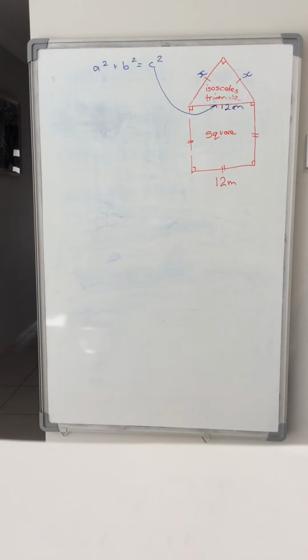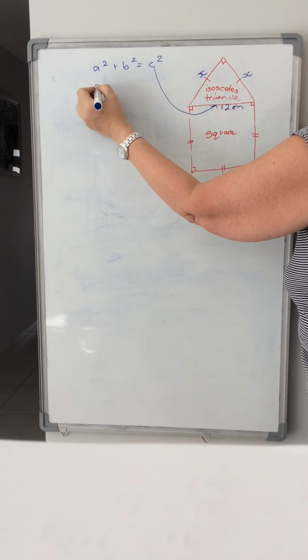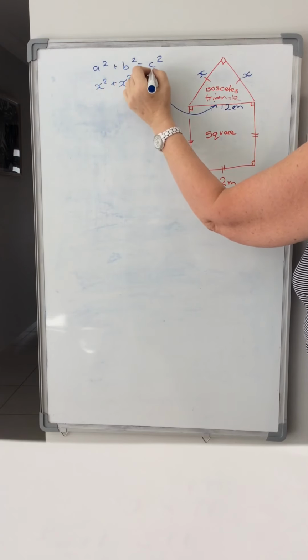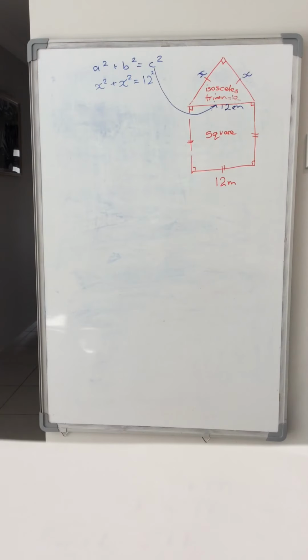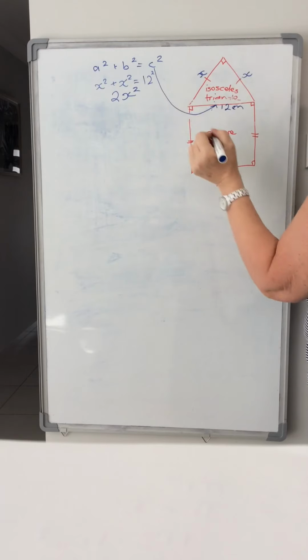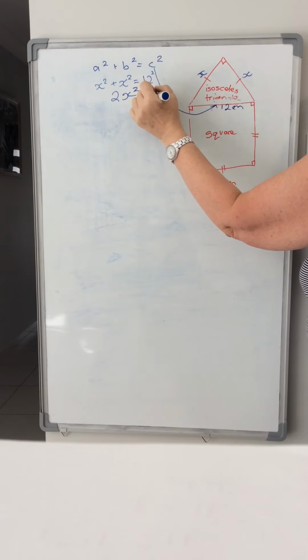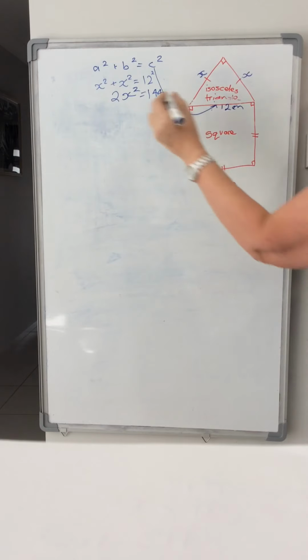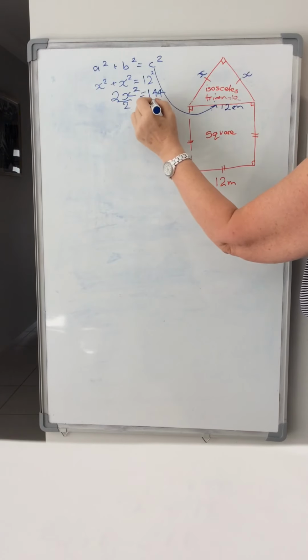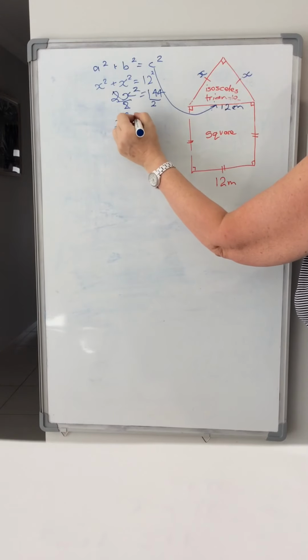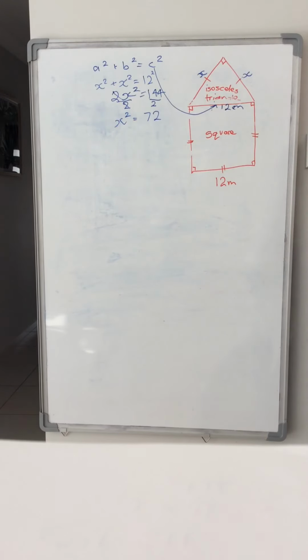Okay, so using the equation, we will have x squared plus x squared will equal 12 squared. X squared plus x squared can be simplified to 2x squared, and 12 squared we know is 144. Next step to simplifying this equation is divide both sides by 2. The 2's here cancel, giving us x squared equals 72.